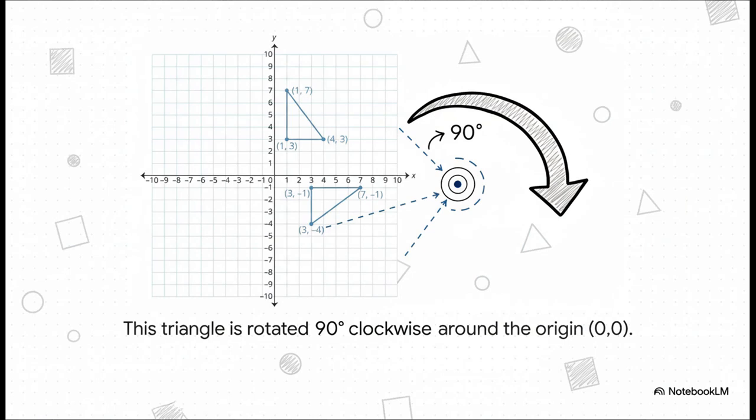We're going to take this triangle and rotate it 90 degrees clockwise. And we're going to do it around the origin. That's our center point at 0, 0. You can see how the entire shape just pivots around that central spot.